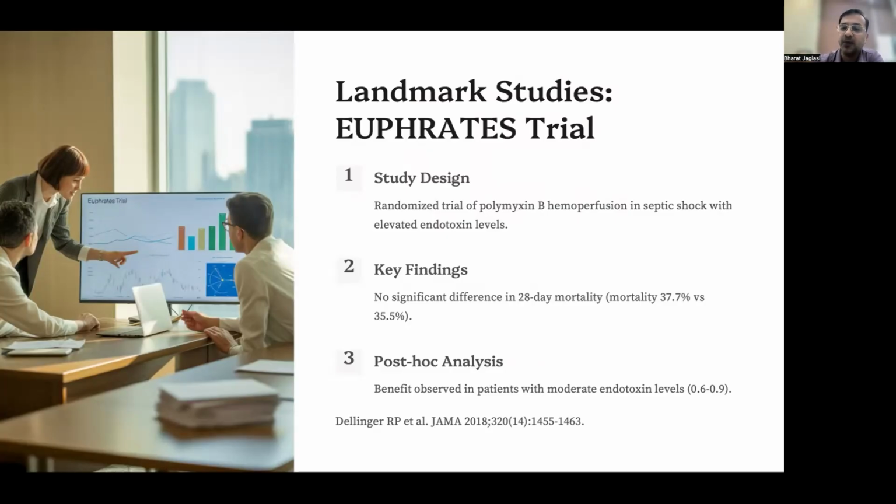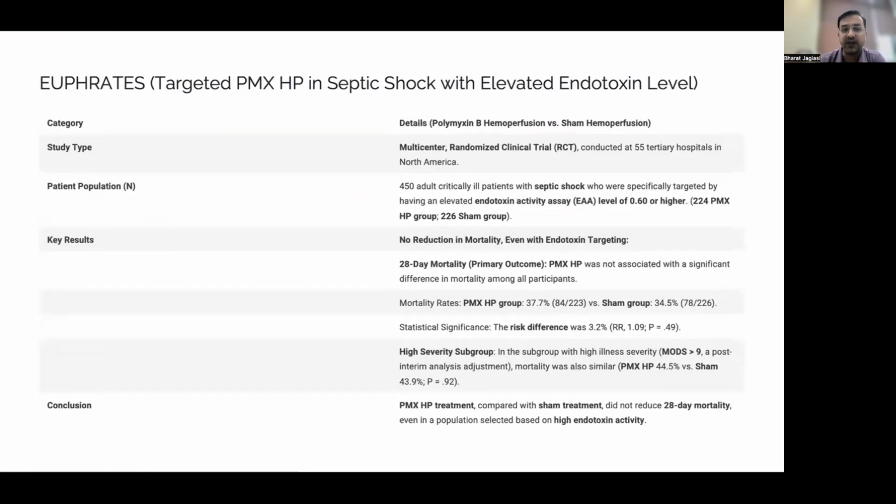So they underwent a post-hoc analysis and found that benefit was observed when the endotoxin levels were between 0.6 and 0.9. So maybe this is beneficial in higher inflammatory states. This filter did not have the capability to clear endotoxin when levels are beyond 0.9. So this is why there was no benefit seen.